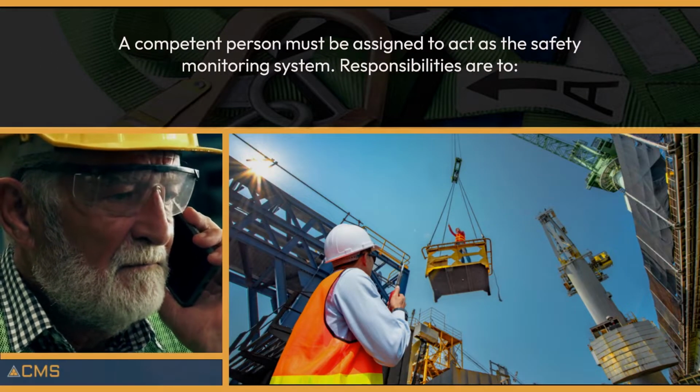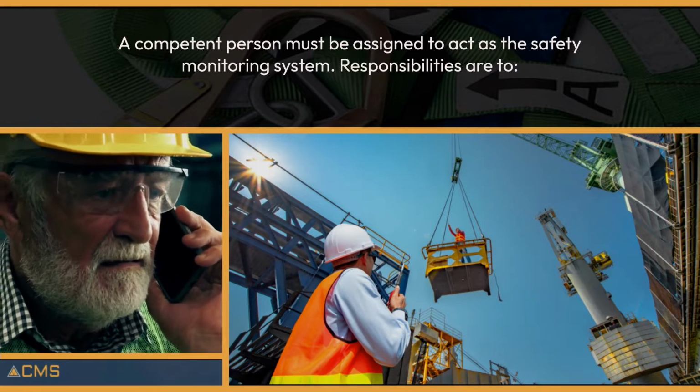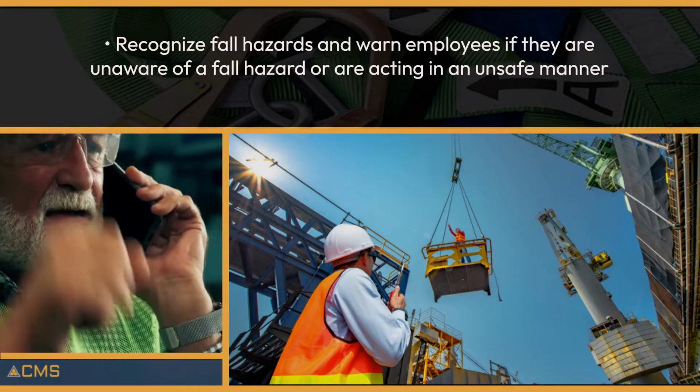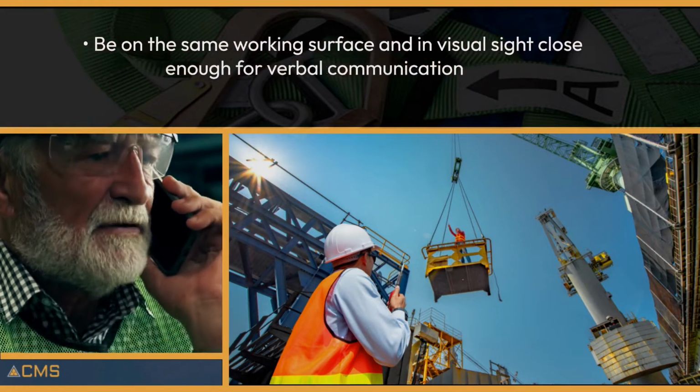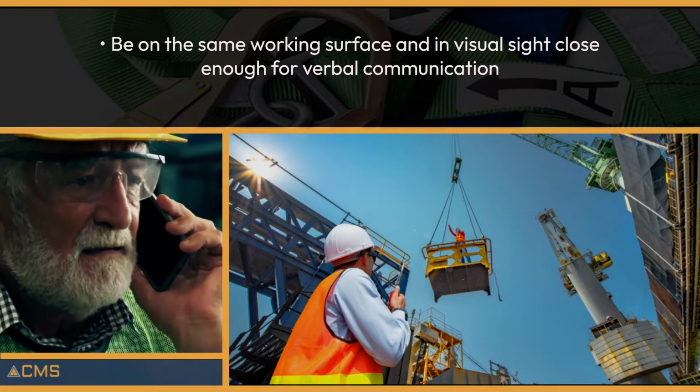A competent person must be assigned to act as the safety monitoring system. Responsibilities are to recognize fall hazards and warn employees if they are unaware of a fall hazard or are acting in an unsafe manner. Be on the same working surface and in visual sight close enough for verbal communication.